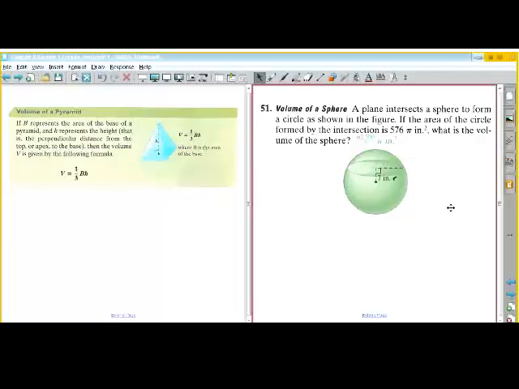So this is problem 51. It says a plane intersects a sphere to form a circle, as shown in the figure. If the area of the circle formed by the intersection is 576 pi inches squared, what is the volume of the sphere? So we're basically taking a round ball and we're going to cut it at some distance. In this case it says 7 inches. So they give you the distance. It's 7 inches from the center of the sphere, which I can't show you because it's inside, to that point where you create the circle. So the sphere has to be more than 7 inches or it wouldn't be inside.